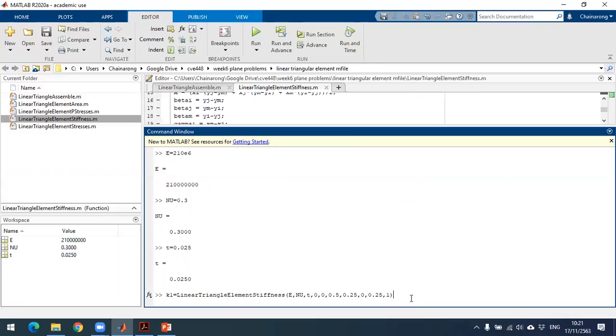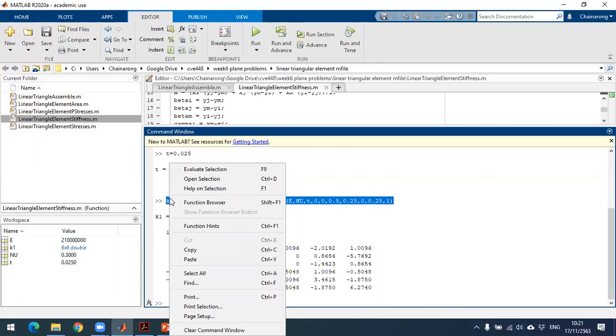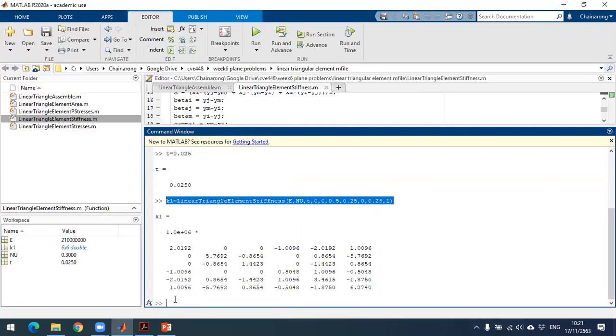So after that, then enter. We only obtain the stiffness matrix of element number 1. Okay. Do the same thing for element number 2. We can duplicate the command and change it to be element number 2.